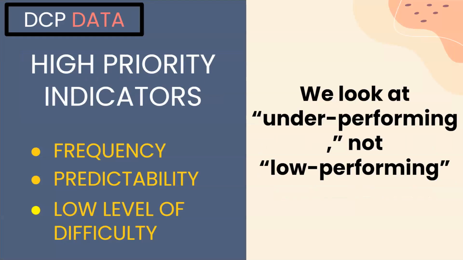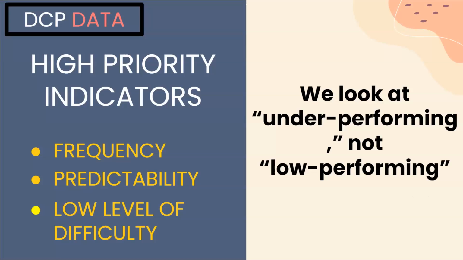So for the last piece of this, looking at your DCP data, we also want to look at low level of difficulty. We're not going to look at the lowest performing TEKs. And I know that seems counterintuitive. Usually we look and go, oh, we're really low in this, we've got to reteach this. But that's not what we're asking you to do here. We want you to look at your underperforming TEKs instead.